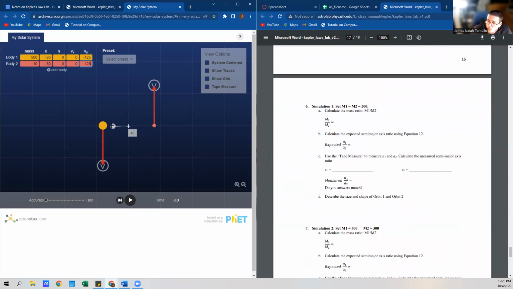So, real quick, you cannot start your simulation here and say, okay, this is my semi-major axis. You have to wait until they've orbited and then identify the semi-major axis. Then use the tape measure to measure that distance. Because if you do it this way, all you're doing is putting 160 units between the two of them. And we can verify that here. This is about 160.